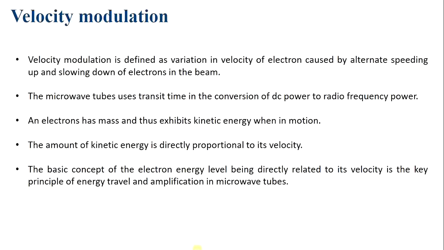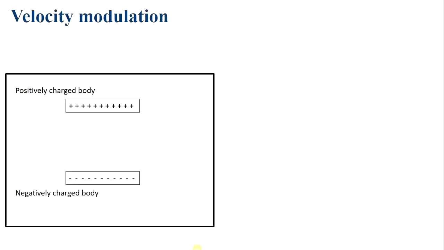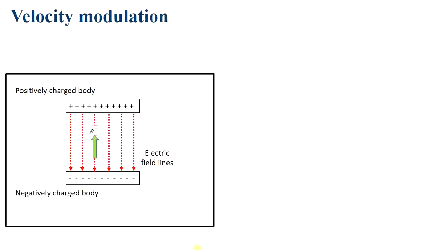An electron can be accelerated or decelerated by an electrostatic field. So let's see. For that, consider that we have a positively charged body and a negatively charged body. These are the electrostatic field lines, and there is an electron flowing in this direction. The direction of travel is against the electrostatic lines of force, which go from positive to negative. The negatively charged electron will be attracted to the positively charged body and will increase its velocity. As the velocity increases, the energy level of the electron will increase.